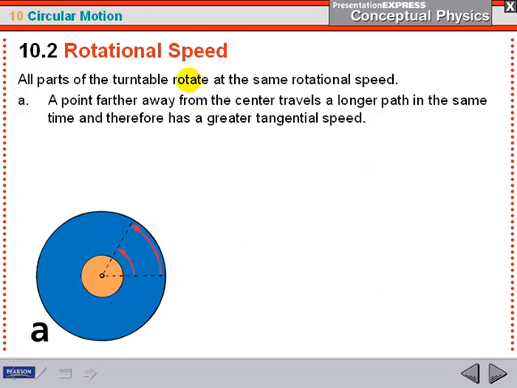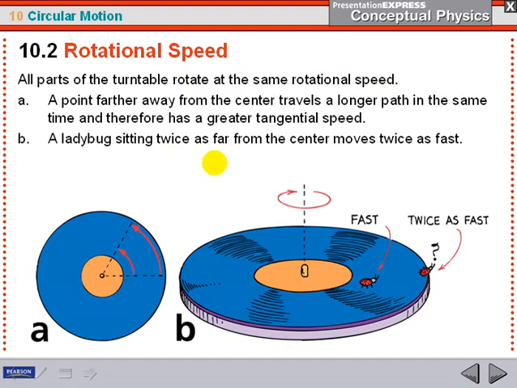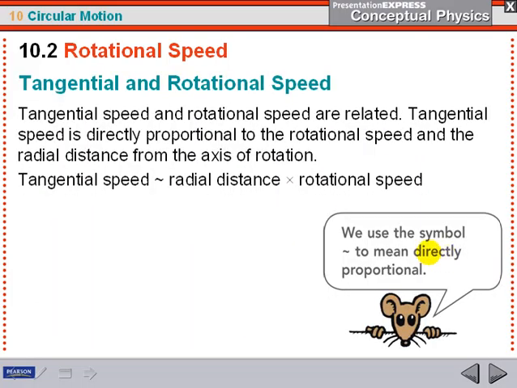So let's look at this again. All parts of the turntable rotate at the same rotational speed. So a point further from the center travels a longer path in the same amount of time. You can see this is a short line, this is a much longer line, and they're doing that in the same amount of time. So a ladybug sitting twice as far from the center moves twice as fast in linear speed or tangential speed. So the tangential speed is directly related to the rotational speed and the distance from the axis of rotation. So here's that proportional to.